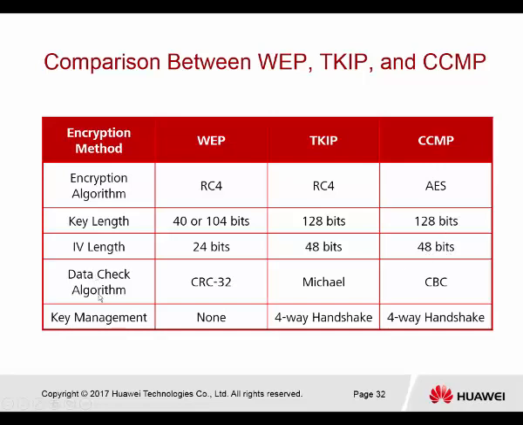For the data integrity algorithm, WEP is using the CRC. Oh, sorry, this one is using a CRC and this one is using a CBC. It's a different type of checking algorithm, and this one is using the MIC. Only TKIP and CCMP use the four-way handshake to get the PTK.